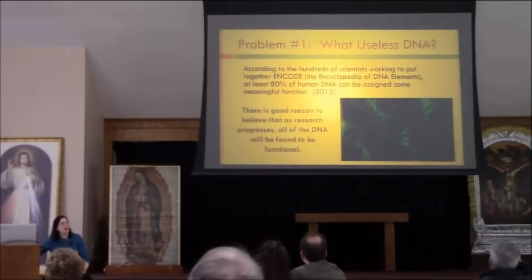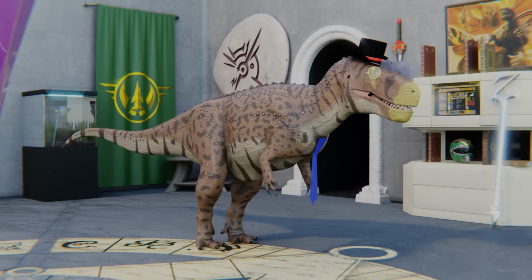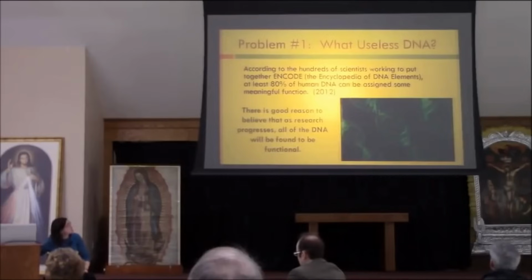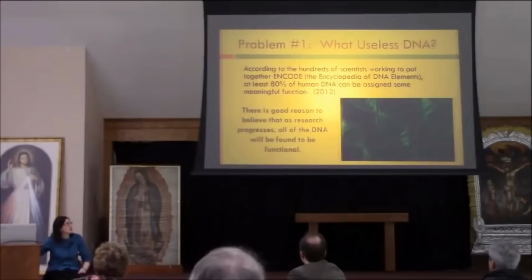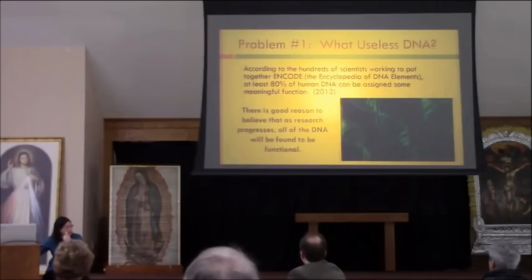So ENCODE, which is the Encyclopedia of DNA Elements, turns out I didn't have to wait too long, is a consortium of scientists working around the world who are analyzing the human genome sequence that was published in the early 2000s. And what they had, or the information they had accumulated by the year 2012 indicated that at least 80% of your genome is functional.